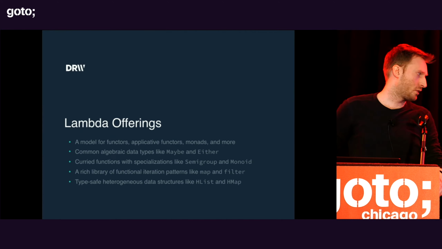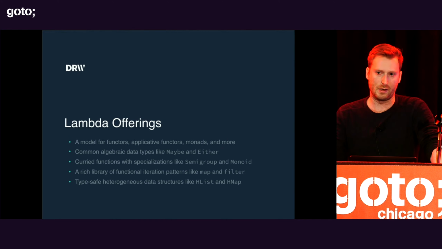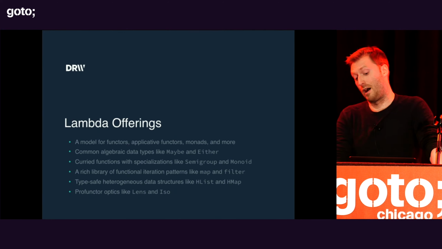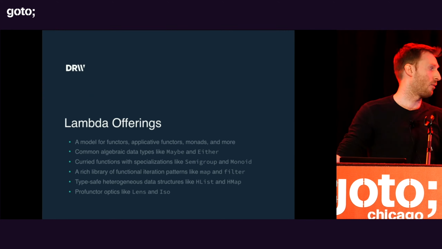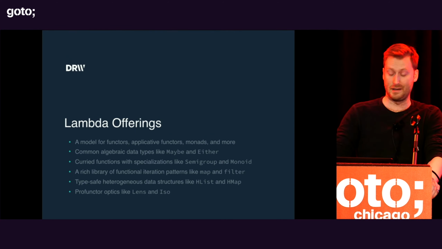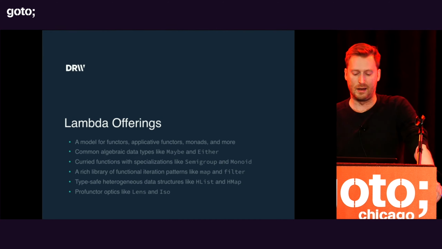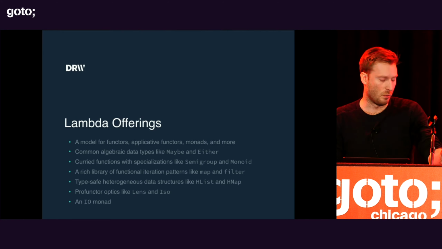Type-safe heterogeneous data structures like HList and HMap. When we looked at tuple earlier, tuple is just a specialized HList. Profunctor optics, which I would love to talk about for like 3 hours. It's very tough to do those justice in any short amount of time, but we'll take a brief look at an example of those. And then the IO monad.